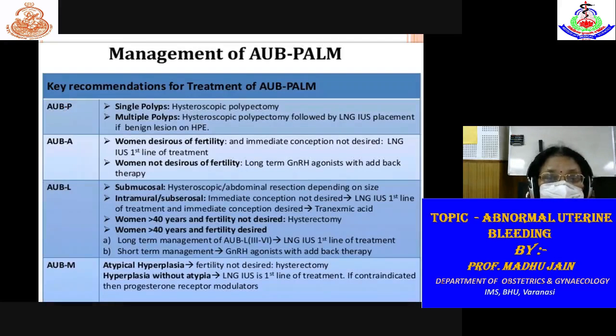So to summarize, it can be said that for AUB, PALM: P means polypectomy, A means adenomyosis, L leiomyoma. Depending upon the age, you can perform hysterectomy if it is more than 40; less than 40, you do medical treatment, GnRH or levonorgestrel. If it is not responding, you can proceed to surgery. In M, that is malignancy or atypical hyperplasia, you can have the Mirena; not responding, hysterectomy. In no atypia, levonorgestrel IUS is the first choice.